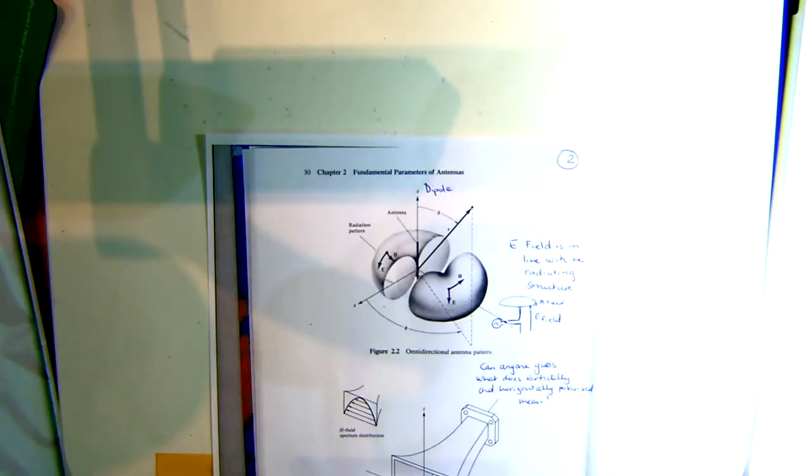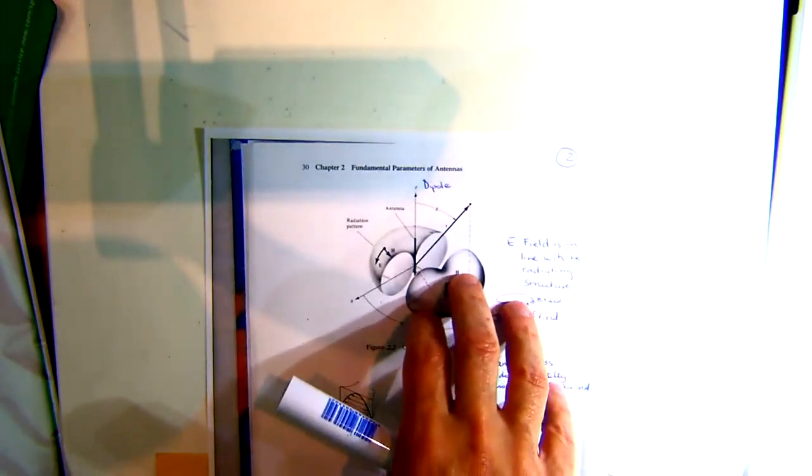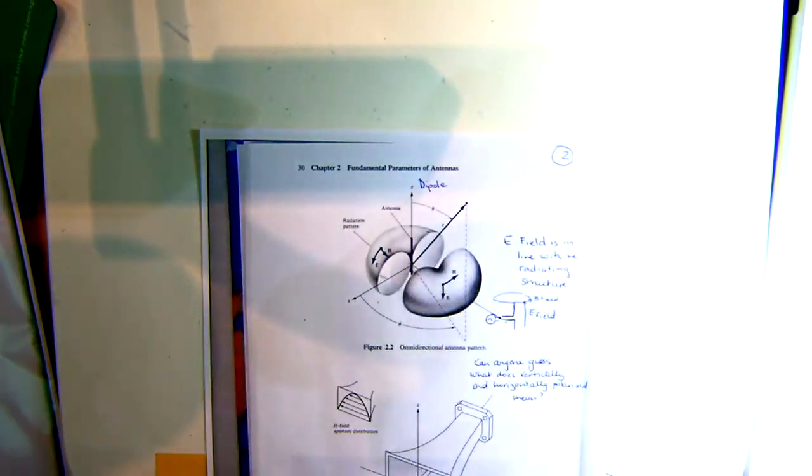Okay? Now, usually when you're looking at these diagrams, people don't draw three-dimensional structures because it's difficult to do that, right? And usually data sheets only show you the two-dimensional structure. So if they were showing you the E and the H field, can anyone tell me what they think the E and the H field would look like for this, given this donut structure?